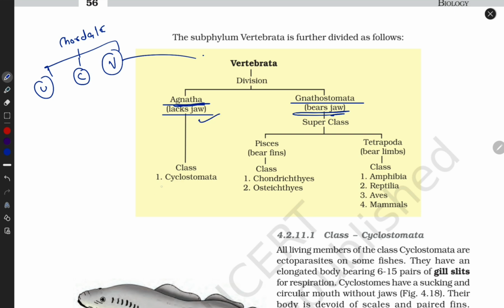They are further divided into one class, Cyclostomata. Gnathostomata are further divided into superclasses, Pisces and Tetrapoda. Pisces are further divided into classes, Chondrichthyes and Osteichthyes. Tetrapoda are further divided into amphibians, reptiles, aves, mammals, because they have limbs, while Pisces have fins.